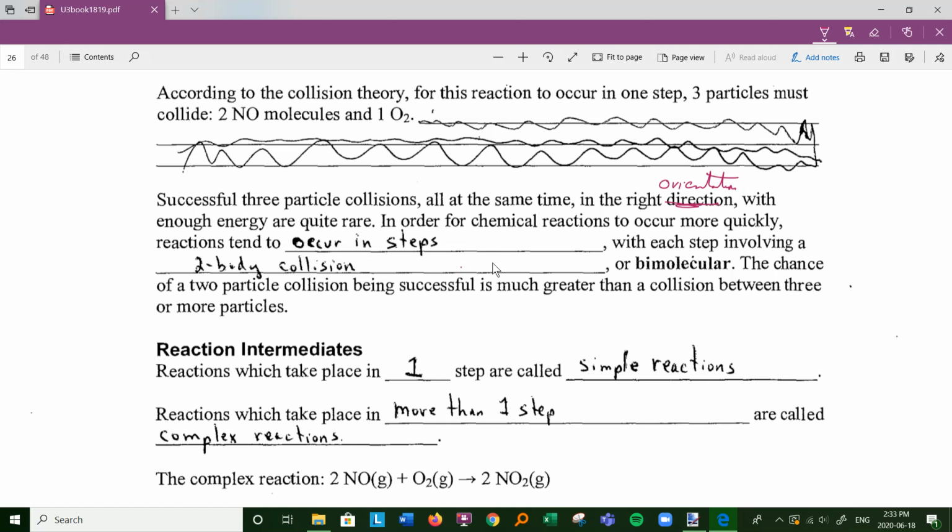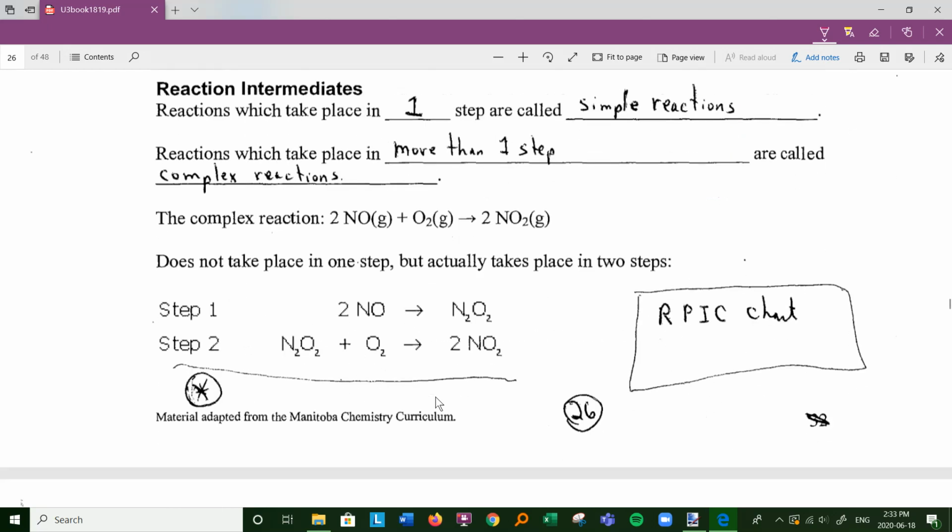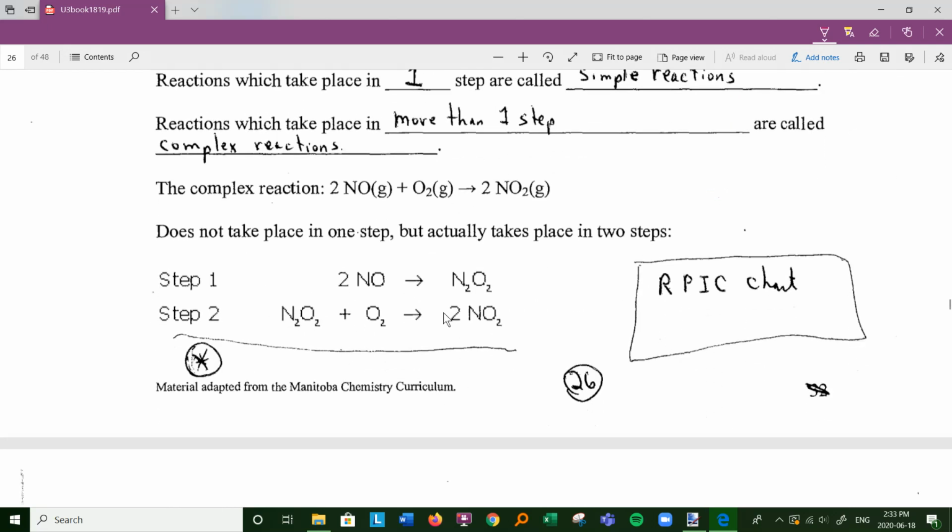or bimolecular, the chance of a 2-particle collision being successful is much greater than a collision between 3 or more particles. Now, if you do have a reaction and it does take place in just one step, it's called a simple reaction. Most reactions take place in more than one step, and they're called complex reactions. So even if it's just 2 steps, it's called a complex reaction. So experimentally, it is proven that the 2NO plus O2 goes to 2NO2 does not take place in one step, but actually in 2 steps.